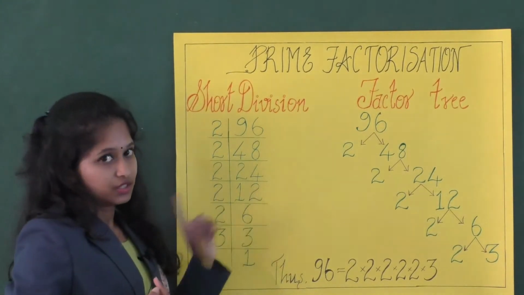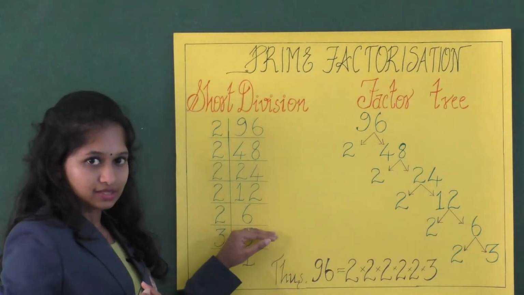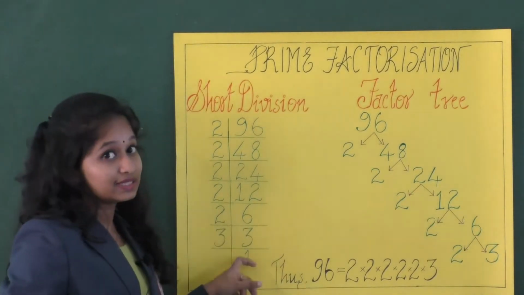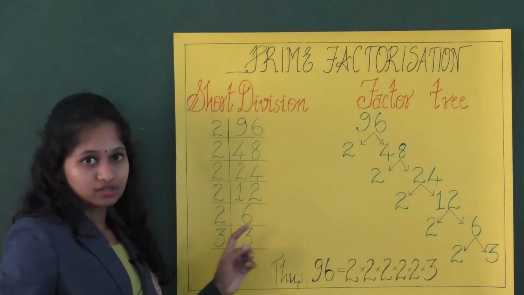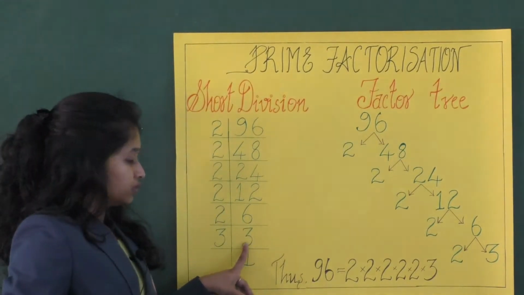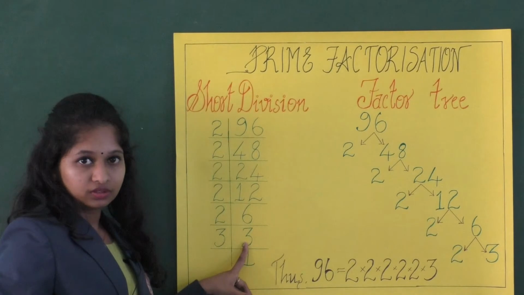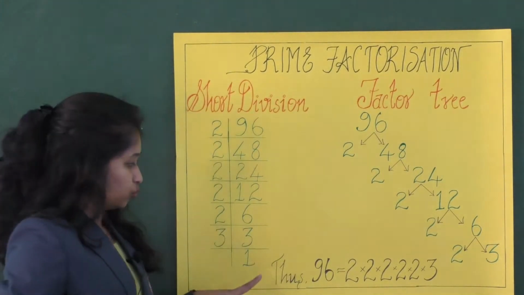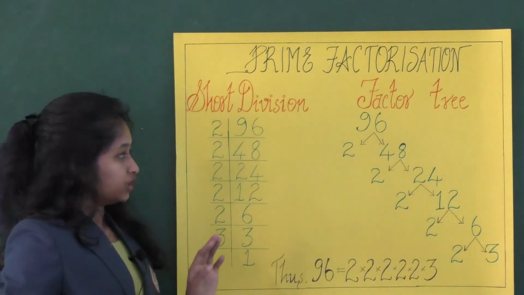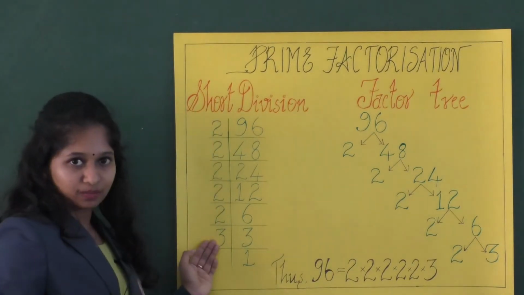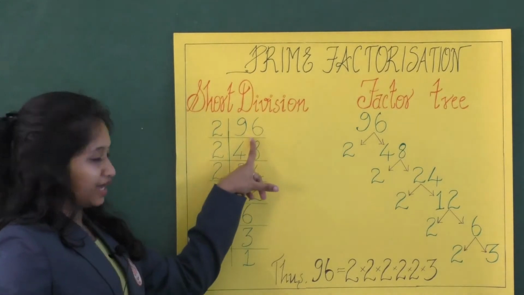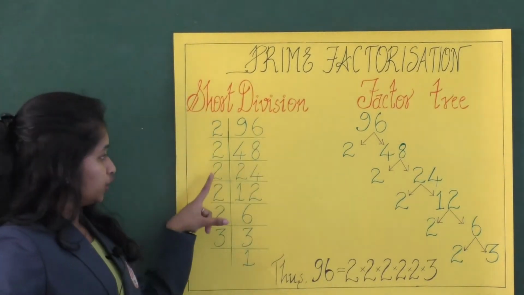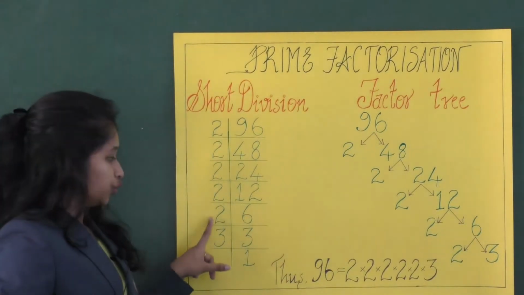6 2s are 12. Now look at 6. 6 is divisible by 2. How many times? 3 times. 3 2s are 6. Now 3 is a prime number. That means it is divisible by 1 and 3 only. 1 3 is 3. So we have got these many numbers. So 96 can be written as 2 into 2 into 2 into 2 into 2 into 3.